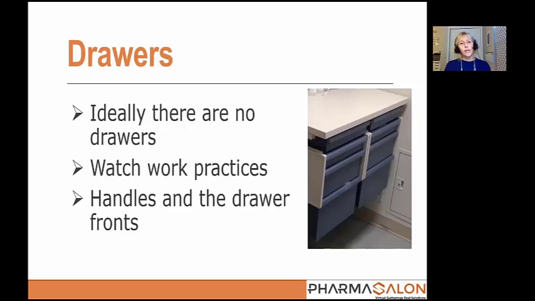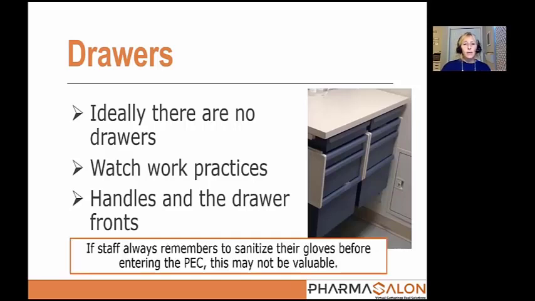All I can really say here is you've got to watch work practices and see how that will impact the CSP, but you're likely looking at the handles and the drawer fronts as opposed to sampling on the inside of the drawers. The same note here, if you happen to have drawers in, let's say, your segregated compounding area or your buffer room, again, make sure that those gloves are being sanitized before entering the PEC, because if they are, that location's not really going to be valuable.